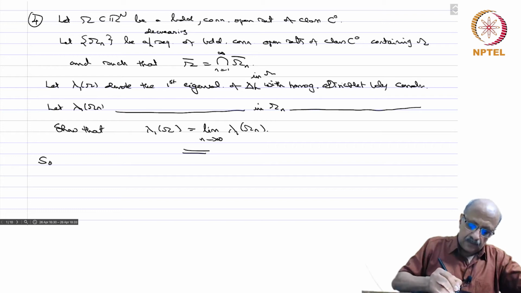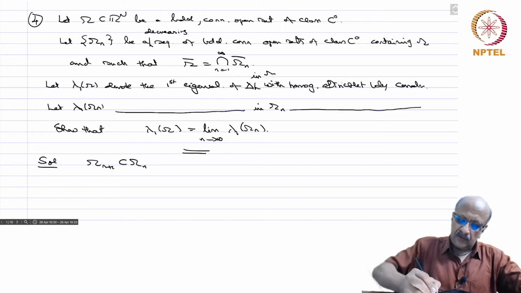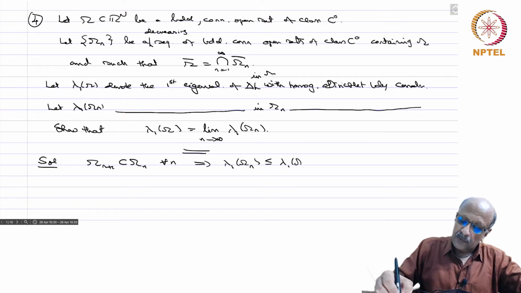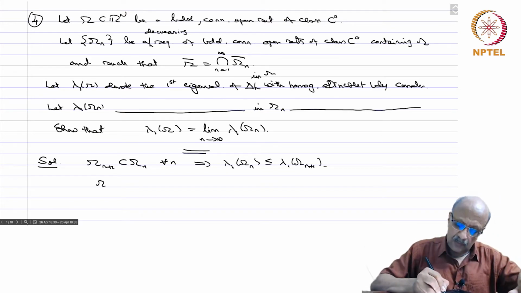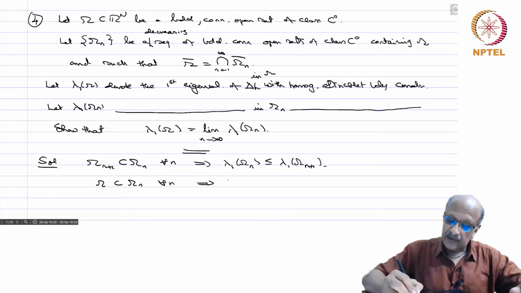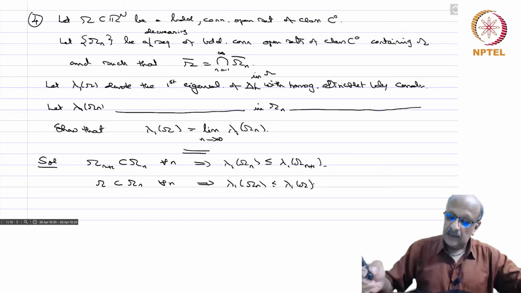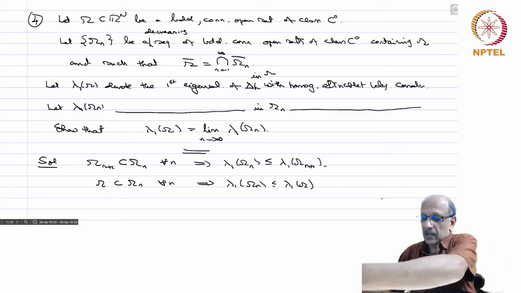So, solution. Omega_{n+1} is contained in Omega_n for all n. So, this implies that lambda_1 of Omega_n is less than or equal to lambda_1 of Omega_{n+1}. Also, Omega is contained in Omega_n for all n, and therefore lambda_1 of Omega_n is less than or equal to lambda_1 of Omega. These two come from the monotonicity with respect to the domain of the eigenvalues of the Laplacian.